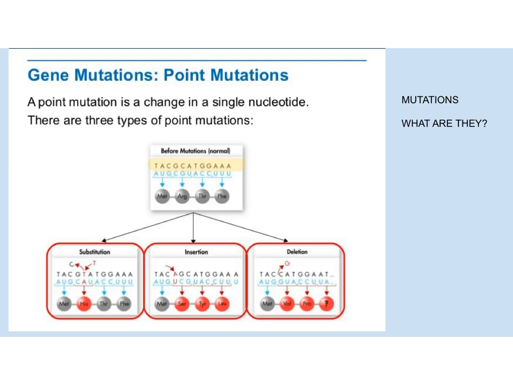What happens if accidentally a C gets popped out and a T goes in there? Now we have one base that's off, and it's not going to give the proper protein. That's one way you could have a mutation. The letters just get substituted out.